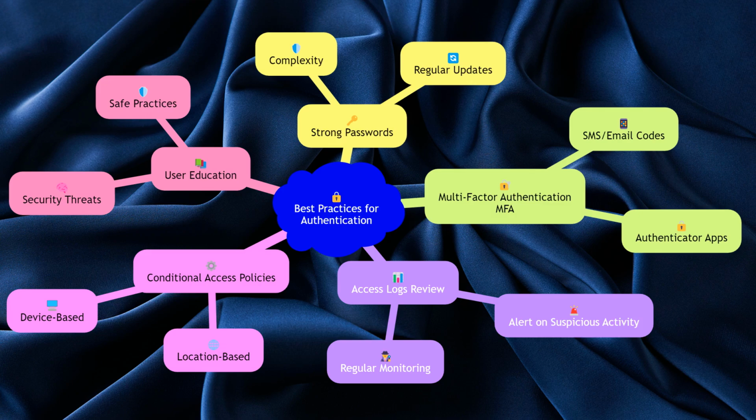Some of these practices include using strong passwords, enabling MFA, regularly reviewing access logs, and implementing conditional access policies. Additionally, educating users about security threats and safe practices can significantly reduce the risk of security breaches. By following these best practices, you can create a robust authentication framework for your applications.